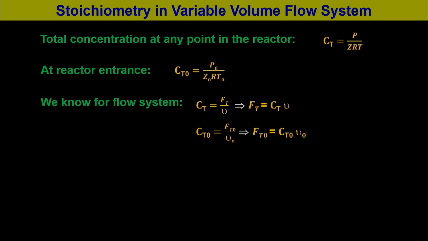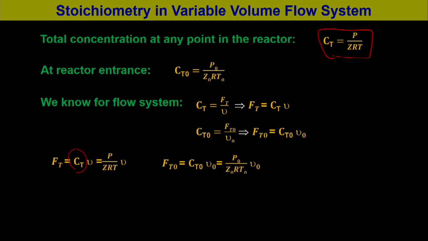Now, this we know. If we write F T from here, it would be C T into V. C T, as we set at the entrance conditions for the total concentration at any point in the reactor, will be P by Z R T. So, if we substitute C T, F T we can write as P by Z R T into V. Similarly, for F T naught we can write C T naught into V naught, and C T naught we know from here.